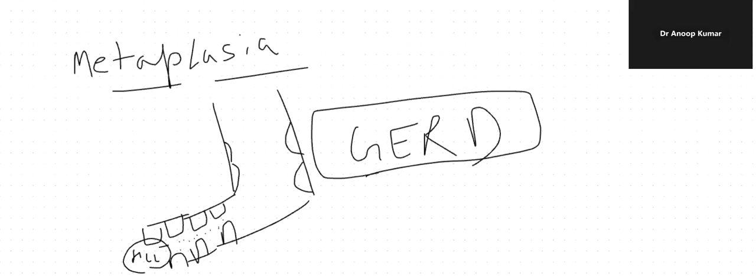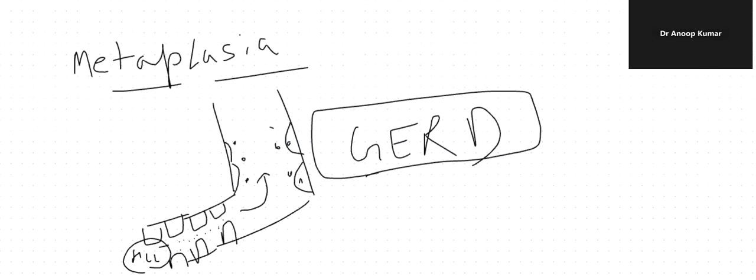This gastric content is returning back towards the esophagus. It goes upward. When this gastric content is going towards the esophagus, it is going to damage your squamous epithelium. And as I said, columnar epithelium is more protective as compared to squamous epithelium. So the squamous epithelium is going to convert into columnar epithelium, and that is one example of metaplasia.